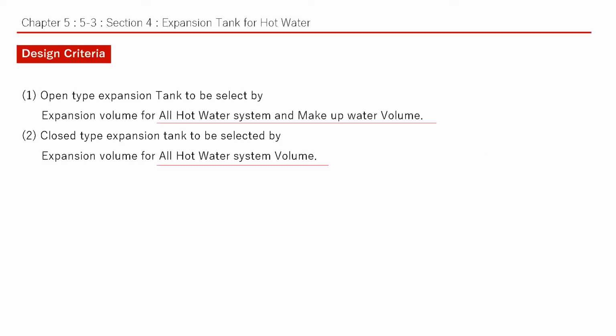Section 4, expansion tank for hot water. As the design criteria, open type expansion tank, to be selected by expansion volume for all hot water system and makeup water volume. Closed type expansion tank, to be selected by expansion volume for all hot water system volume.